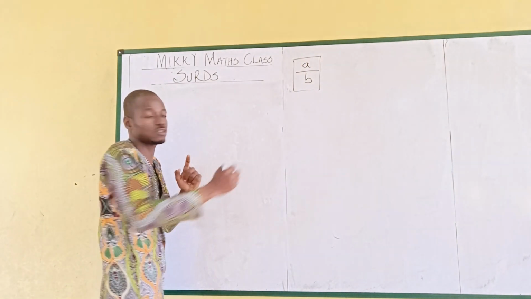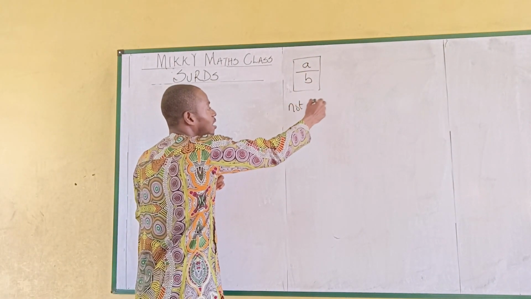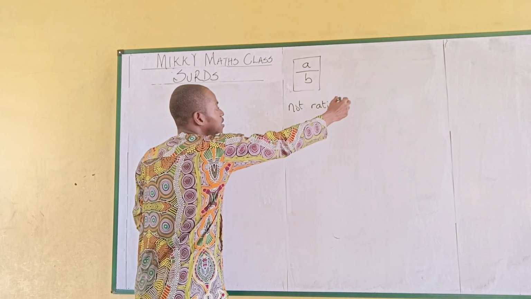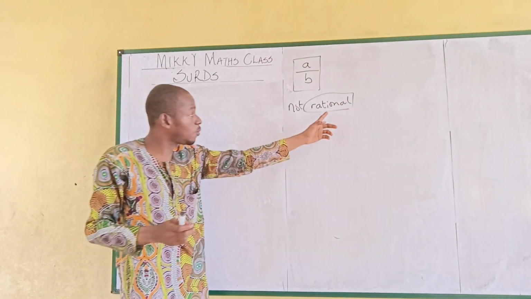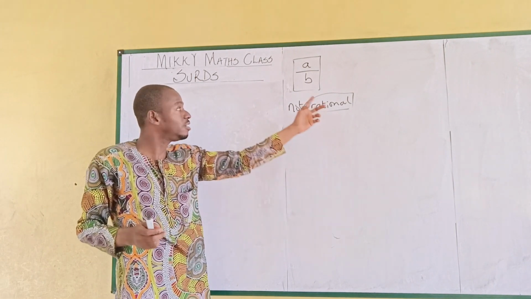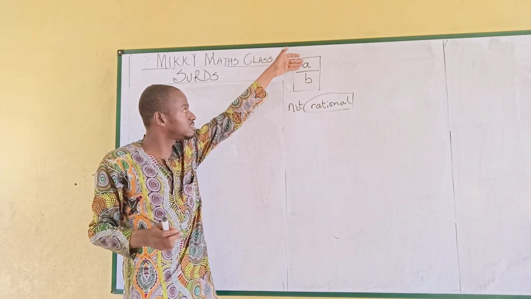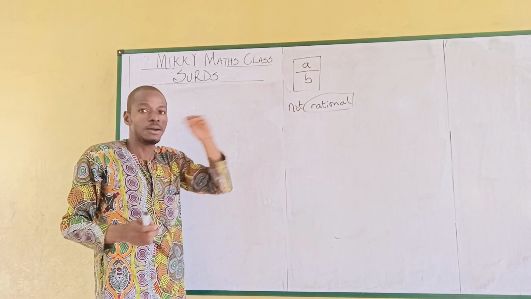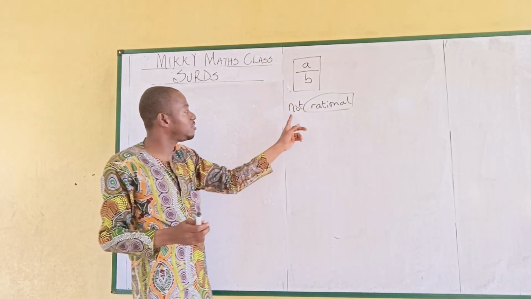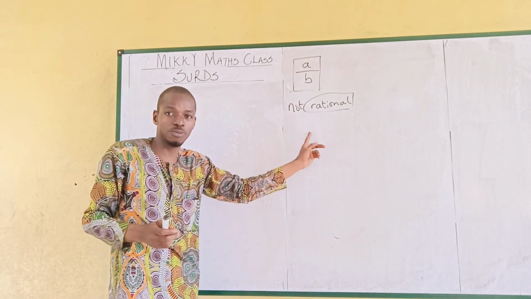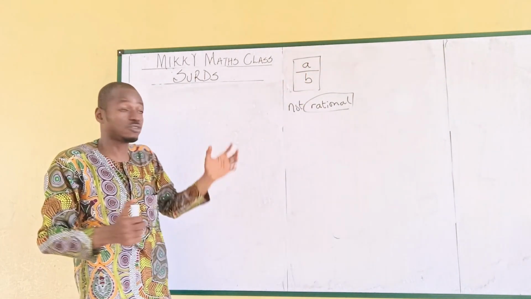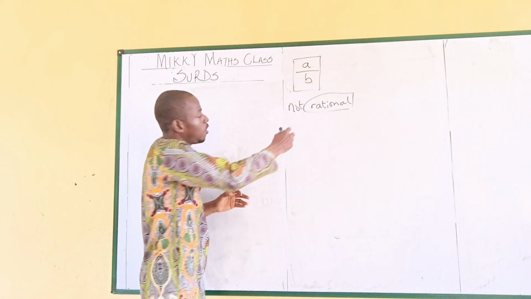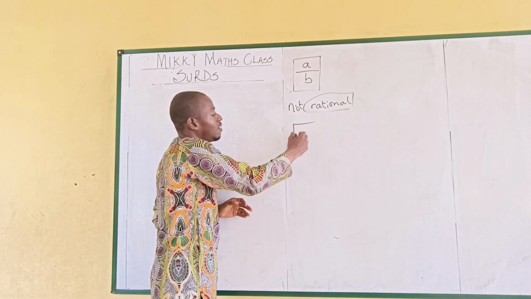Irrational means not rational. And what is rational? Rational comes from the word ratio. A ratio is a number that can be expressed in this form, A over B. So when you say irrational, that means it is not rational. It is not possible for me to express it in this form. Or I can say surds are the roots of rational numbers.